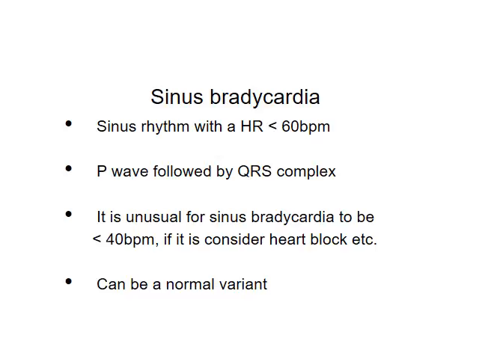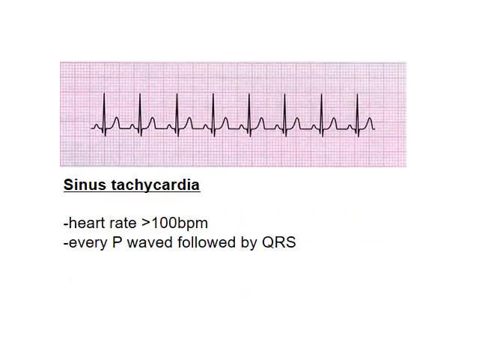So when we're describing a rhythm as a sinus bradycardia, it must be a sinus rhythm displaying all the features of a sinus rhythm, which we discussed previously. However, the heart rate will be less than 60. It is unusual for sinus bradycardia to be below 40 beats per minute, and if we see this, then we should be considering heart blocks and medication side effects. Sinus bradycardia can be a normal variant, particularly amongst healthy and athletic individuals.